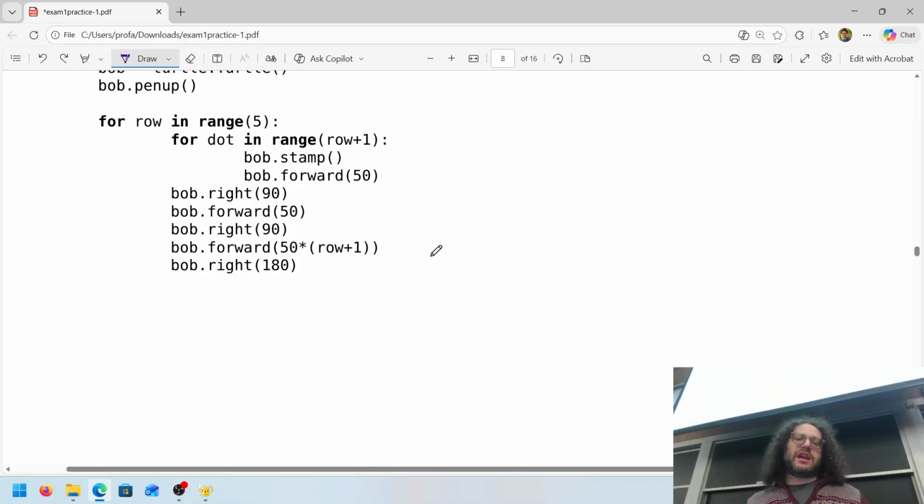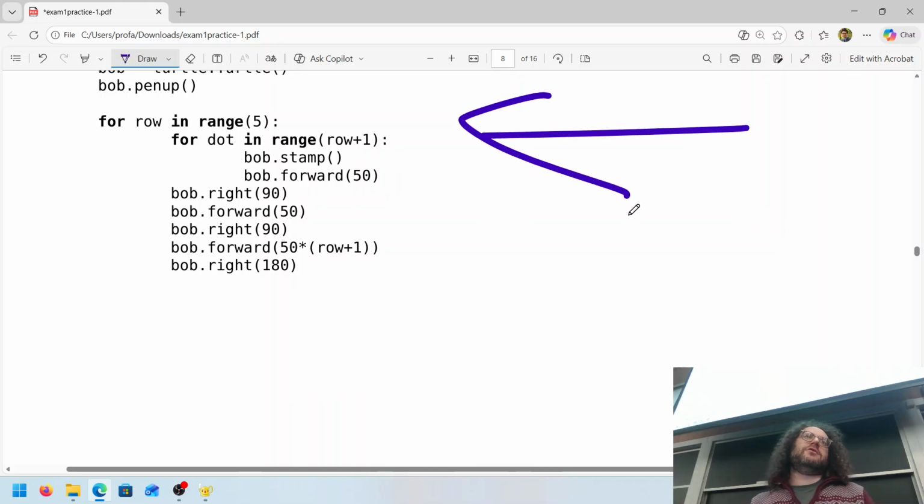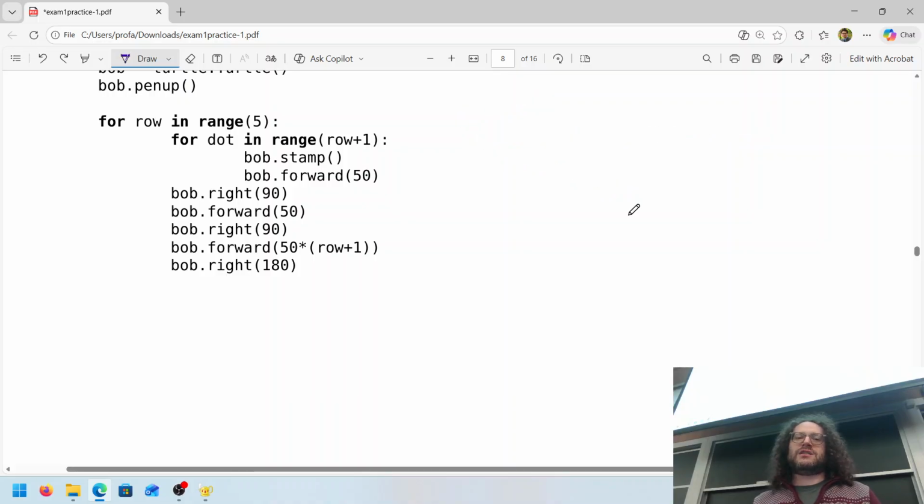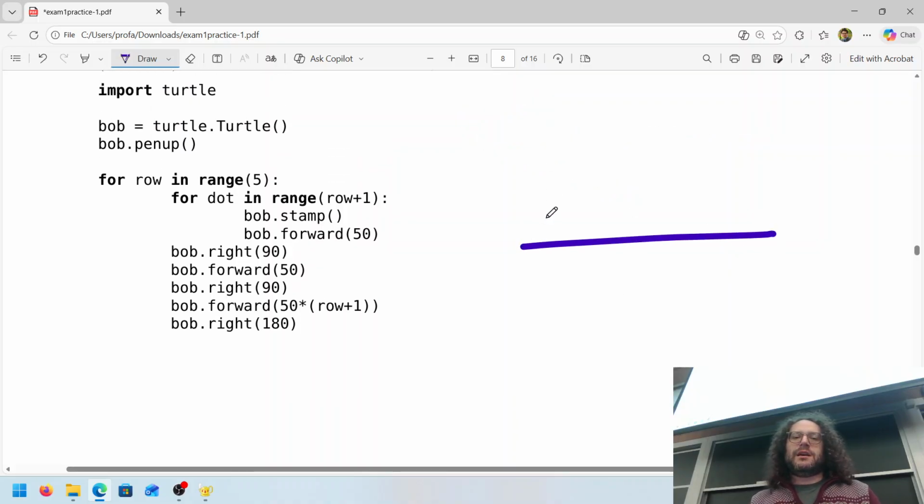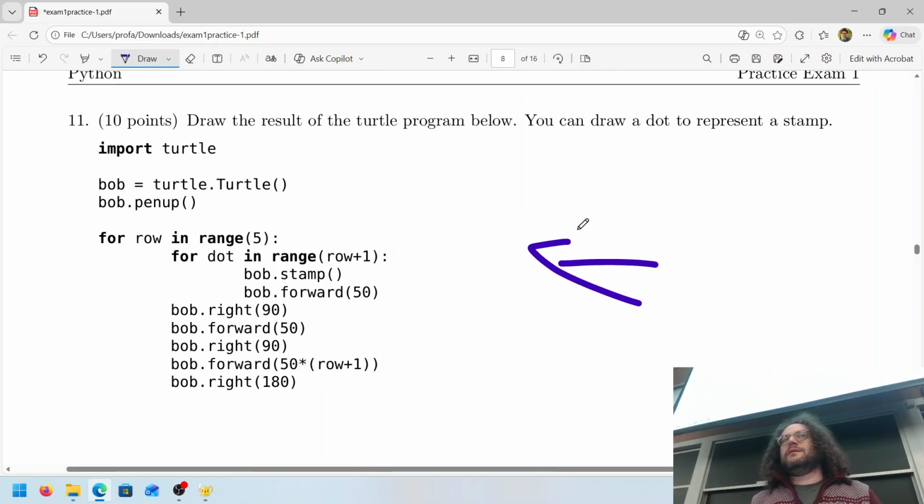If I were to study one problem on the exam, it'd be this one. Because I know for a fact that the two hardest questions on the exam are this question and the last one. Okay?